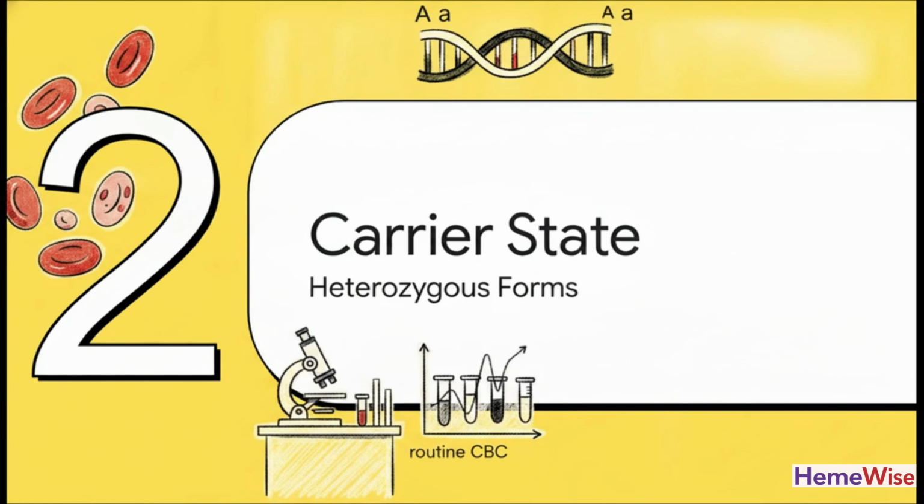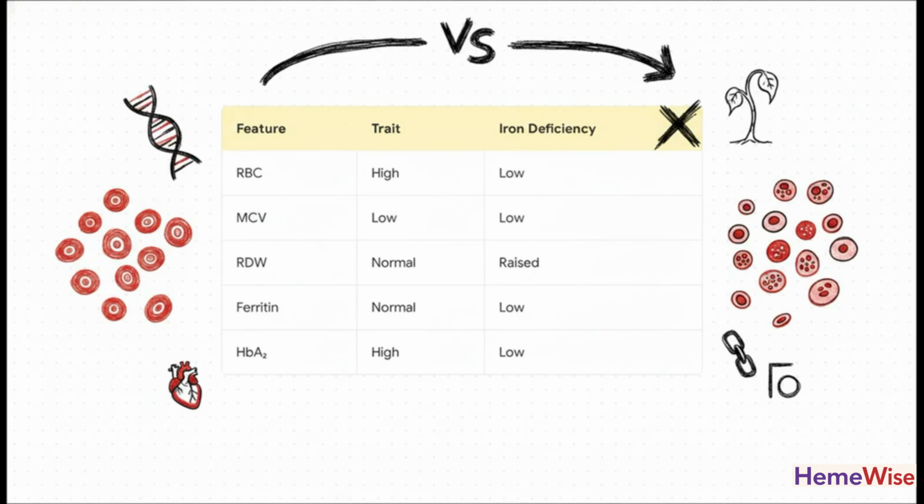Moving right along to Section 2, the heterozygous carrier state. Let's look at how these traits manifest on a routine CBC. When you're evaluating a routine CBC, you absolutely must contrast beta thalassemia trait with something we see every day: iron deficiency anemia. If you're looking at marked microcytosis, so a very low MCV, but it's paired with a paradoxically high red blood cell count and a normal ferritin level, you've got to think thalassemia trait before iron deficiency.